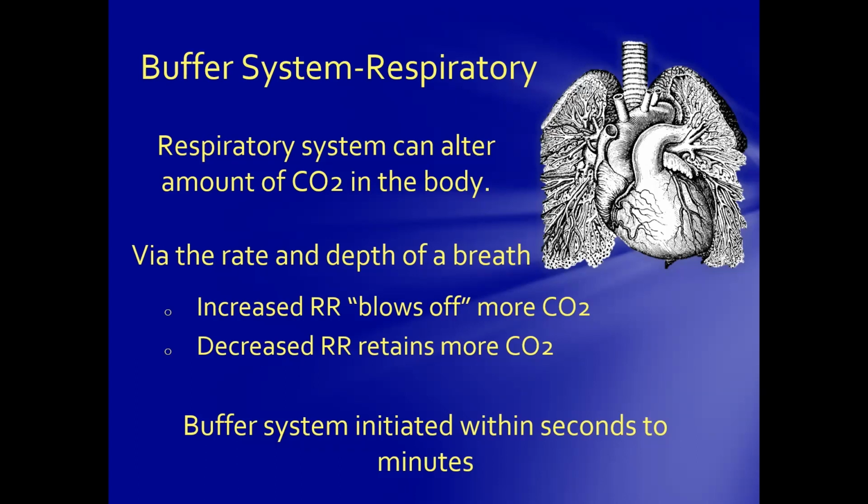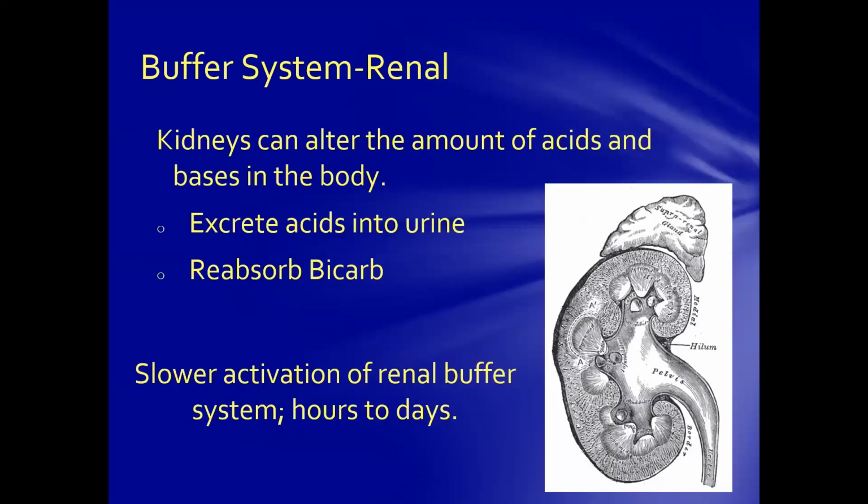We adjust the CO2 in our body by altering the rate and depth of our breathing. If we increase our respiratory rate, that means we're blowing off or getting rid of more CO2 or getting rid of more acid. That makes us more alkalotic or more basic. Likewise, if we decrease our respiratory rate, we're retaining more CO2 or retaining more acid and becoming more acidotic. Now, the respiratory buffer system is initiated within seconds to minutes of an abnormal pH.